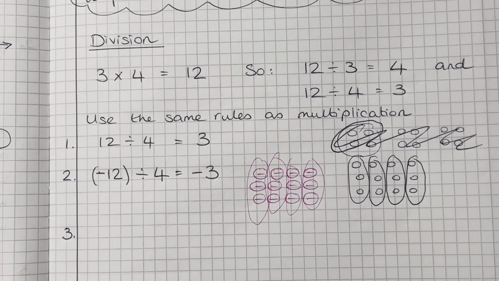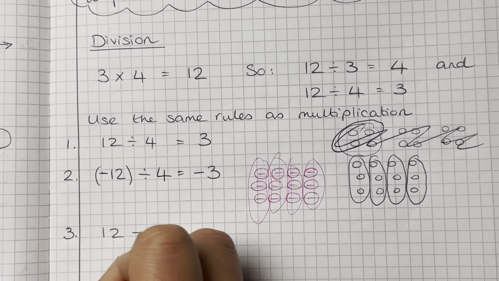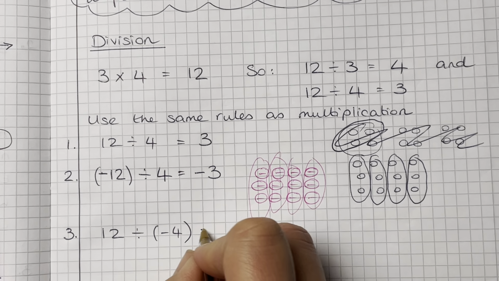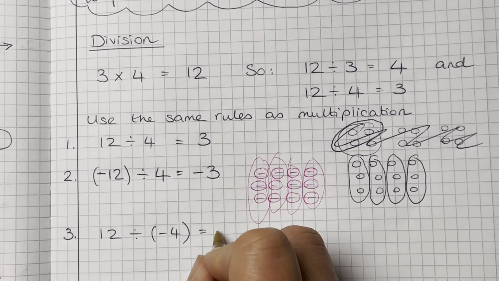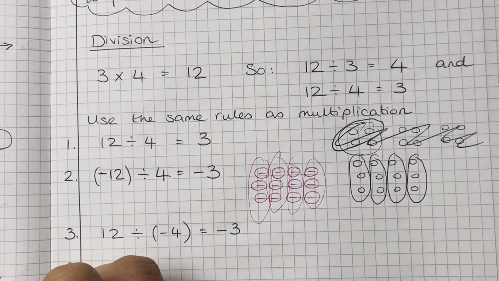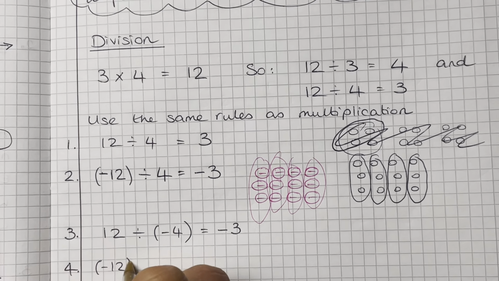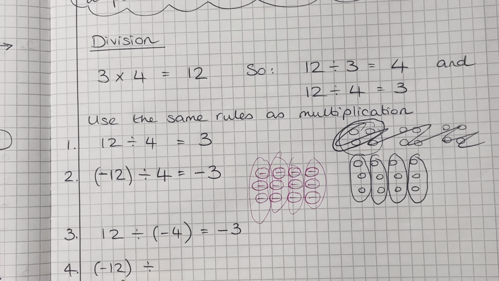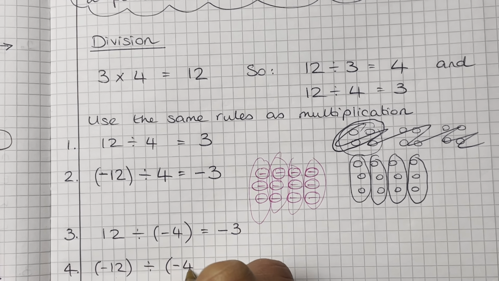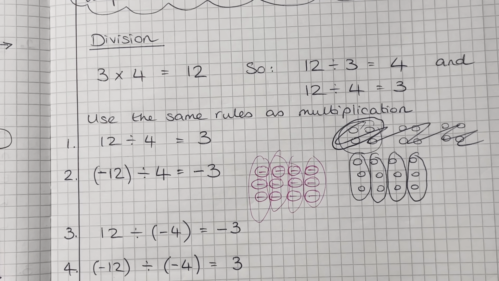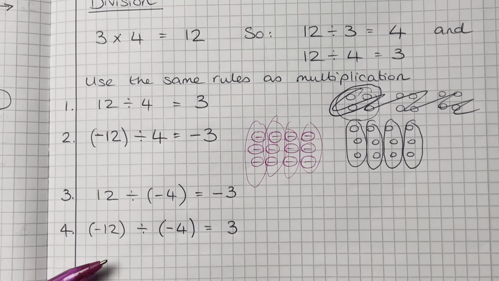Question 3. Apologies for the dog there. Okay, I've got 12. I'm dividing by negative 4, I'm going to get negative 3. And finally, importantly, just the same with multiplication, if I've got a negative 12 and I'm dividing by a negative 4, I am going to get a positive 3 as my answer.